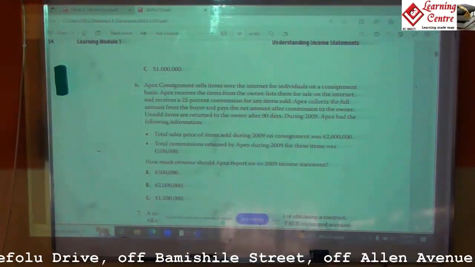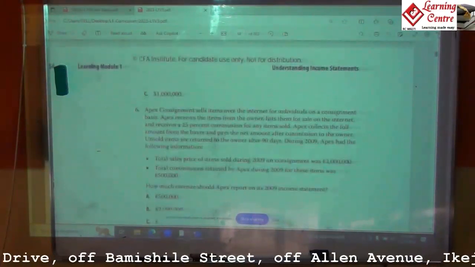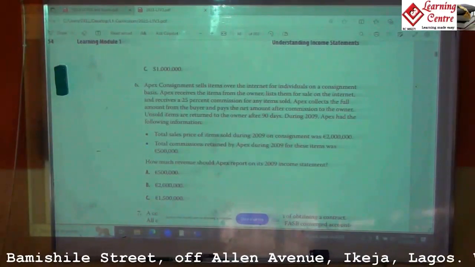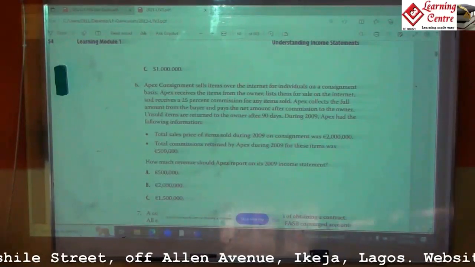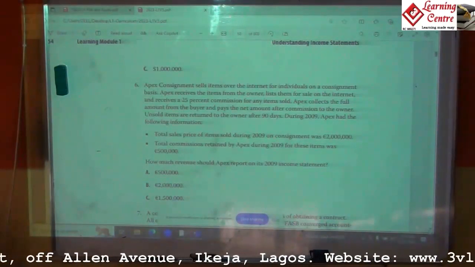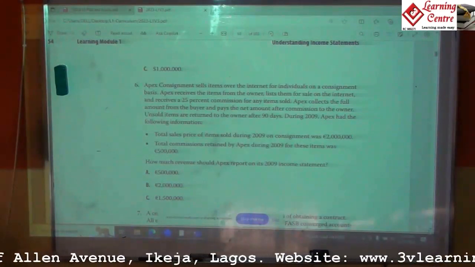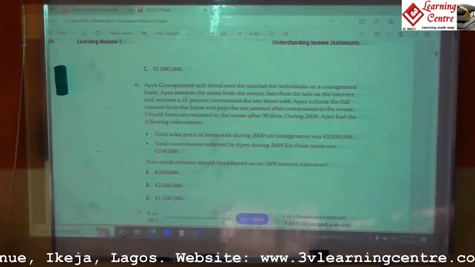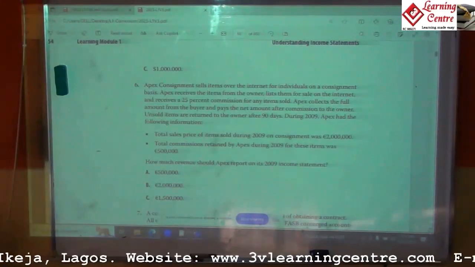So let's look at number 6 quickly, before we move into balance sheet. Number 6, concerning sales of items over the internet. Remember, if you are an agent, how much will you charge? You charge the commission. But if you are not, you charge the full amount. Agents charge only commission as their revenue and gross profit.